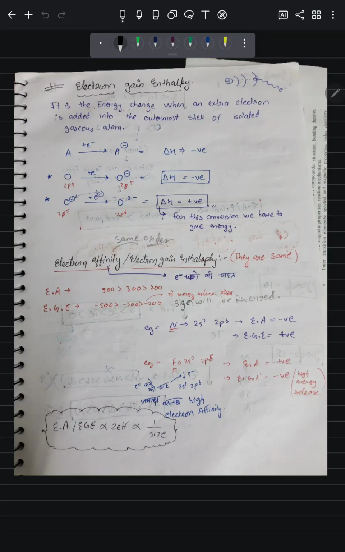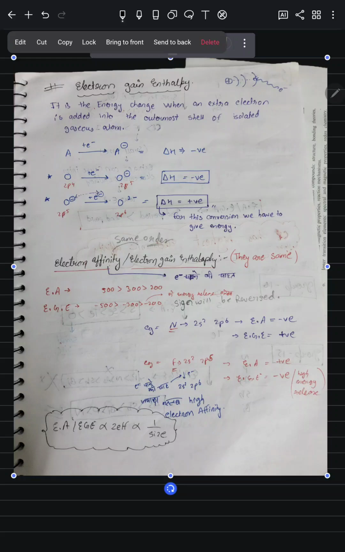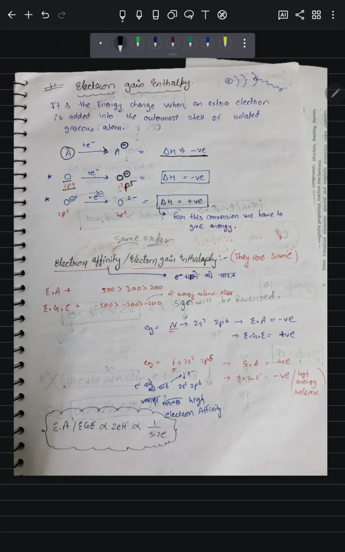So if an electron is added to the gaseous atom, it will become negatively charged, and this delta H will be negative. And let's take an example of oxygen, which has 2p4, and plus 1 electron is added, so it will become oxygen with 1 negative charge, and the number of electrons in the p orbital will be 5.